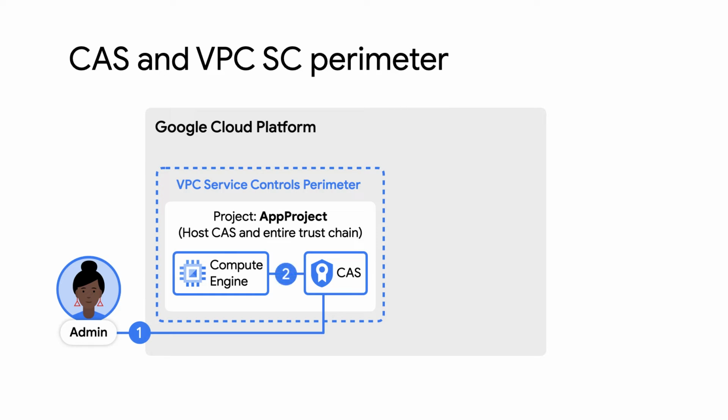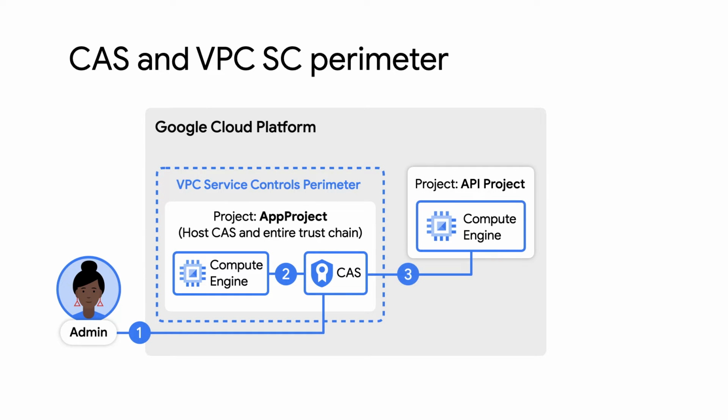2. Services and principals within the perimeter can access the CAS service based solely on IAM permissions. 3. VPC Service Controls ingress and egress rules specify the direction of allowed access to and from different identities and resources. The rules also support granular access control, such as the requested API project, IP address, and allowed methods.